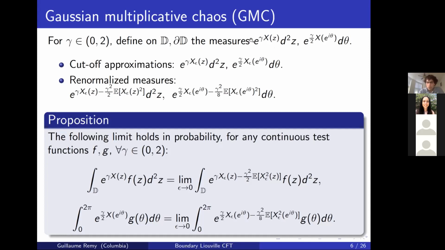Formally, we want to define a random measure that has a density with respect to Lebesgue given by the exponential of this GFF. But since it lives in the space of distributions, this requires using our cutoff approximation, renormalizing the smooth measure by dividing by its expectation, and then taking the limit. I'm not going to go very deep, since this is all familiar to you. Just keep in mind for this talk that we're going to use both the area GMC measure and the boundary one. They both appear in the correlation function.